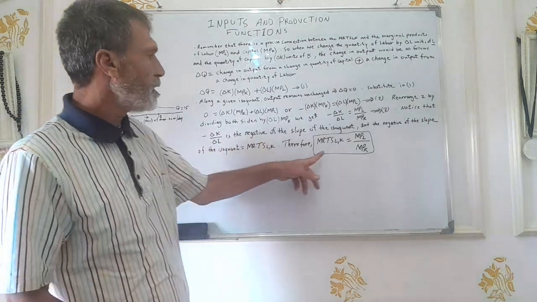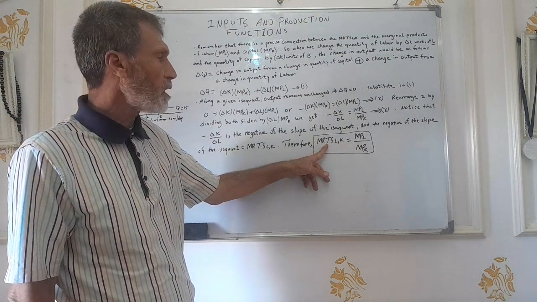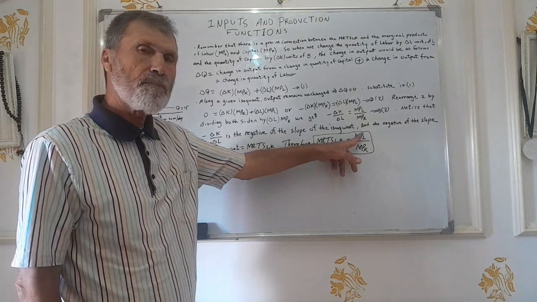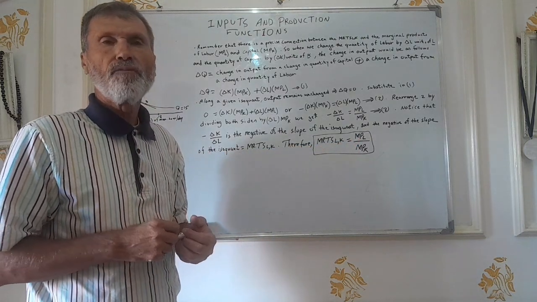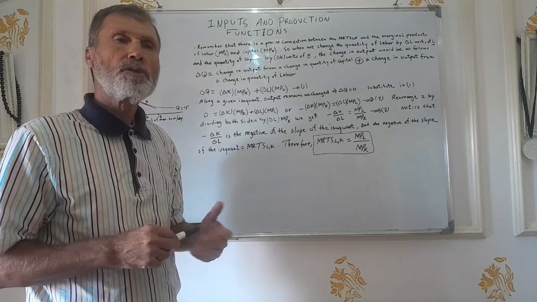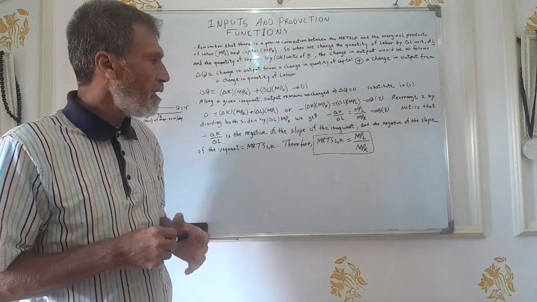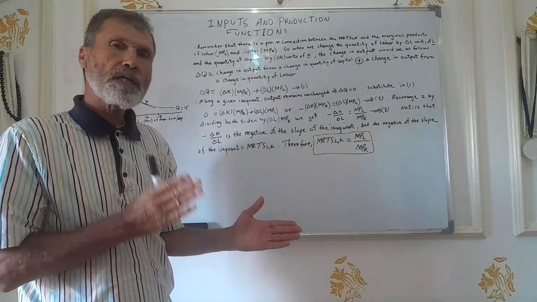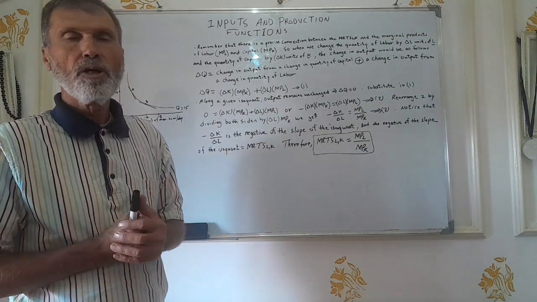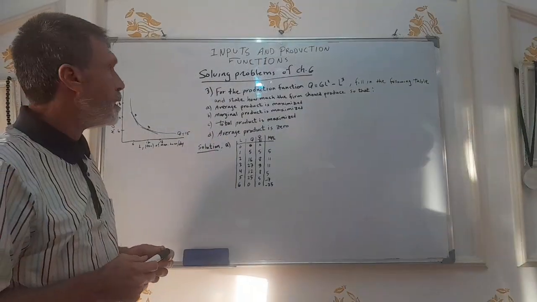Therefore, the marginal rate of technical substitution of labor for capital is equal to MPL over MPK. That is equal to the ratio of the marginal product of labor to the marginal product of capital. So this is a nice formula that relates the marginal rate of technical substitution to the ratio of the marginal product of labor and the marginal product of capital.